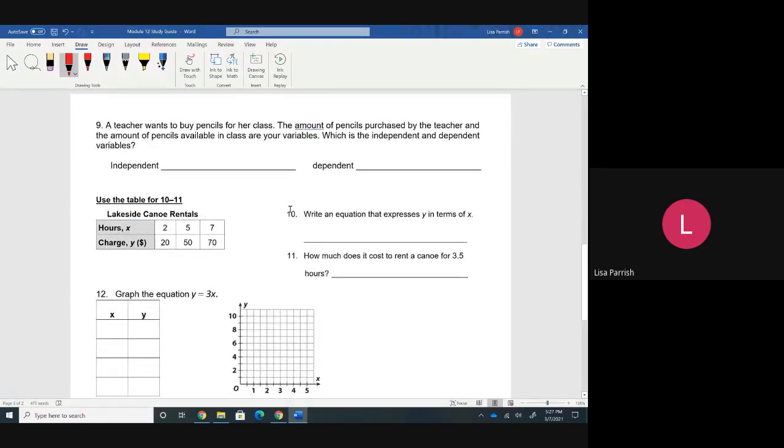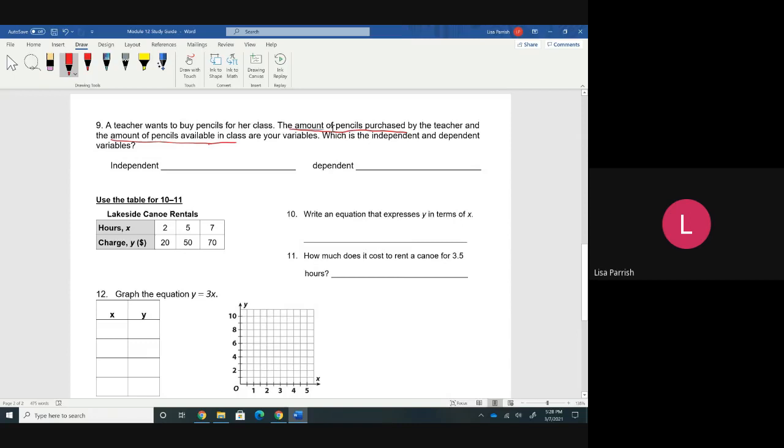A teacher wants to buy pencils for her class. The amount of pencils purchased by the teacher and the amount of pencils available in class are your variables. Okay, so we have the amount of pencils purchased and the amount of pencils available in class. So which is our independent and dependent variables? Are the amount of pencils purchased by the teacher dependent on, now this one's worded a little tricky. We have trouble with this every year. Is the amount of pencils purchased by the teacher dependent on the amount of pencils available in class, or the amount of pencils available in class dependent on how many's already purchased by the teacher?